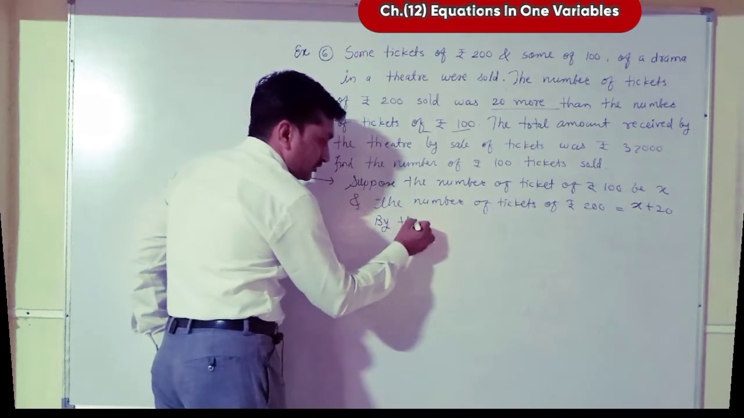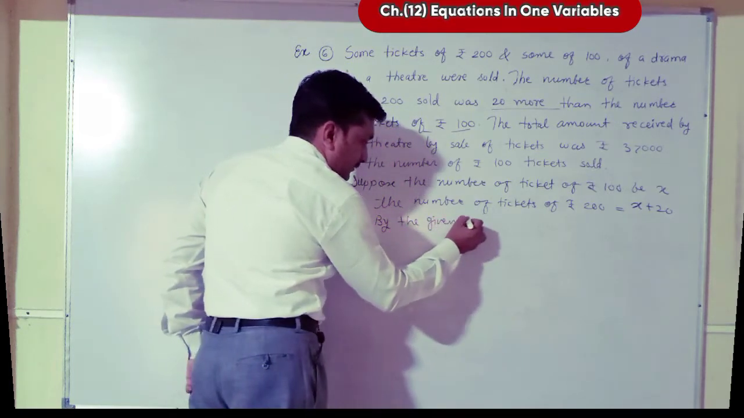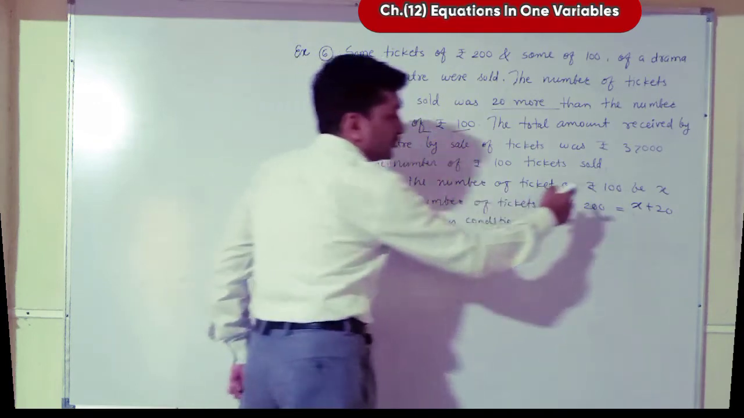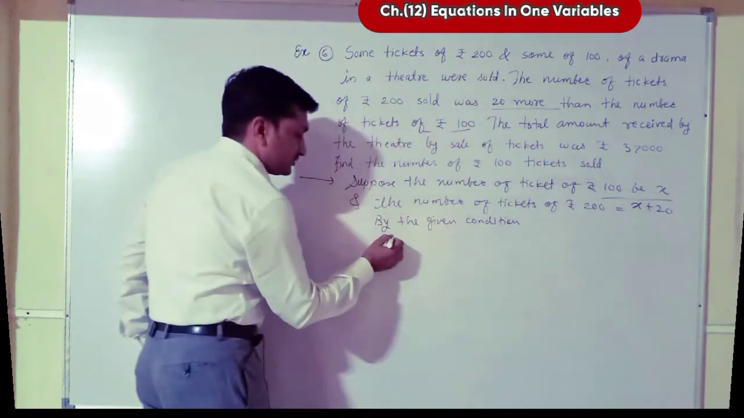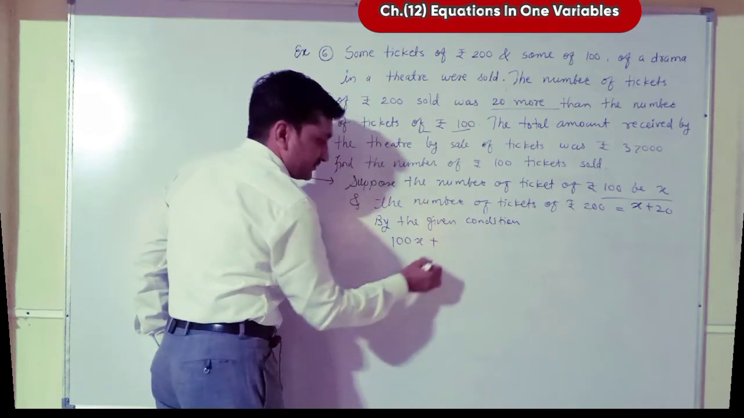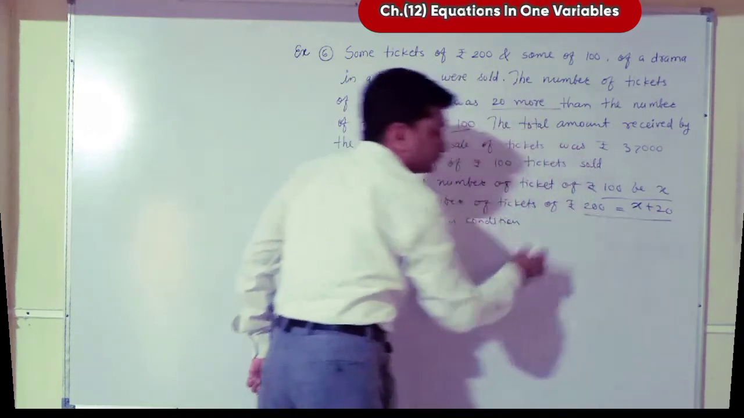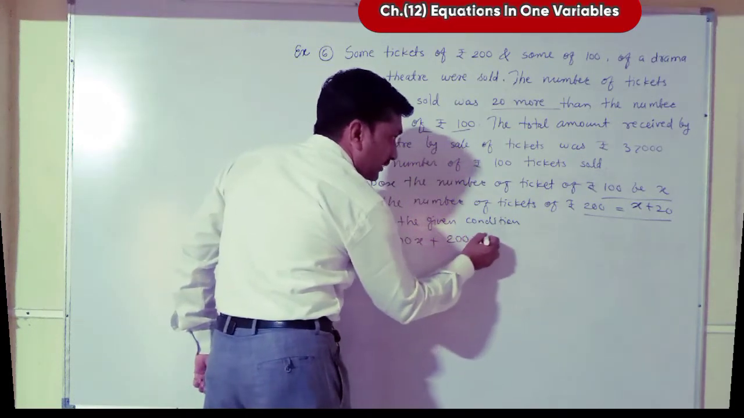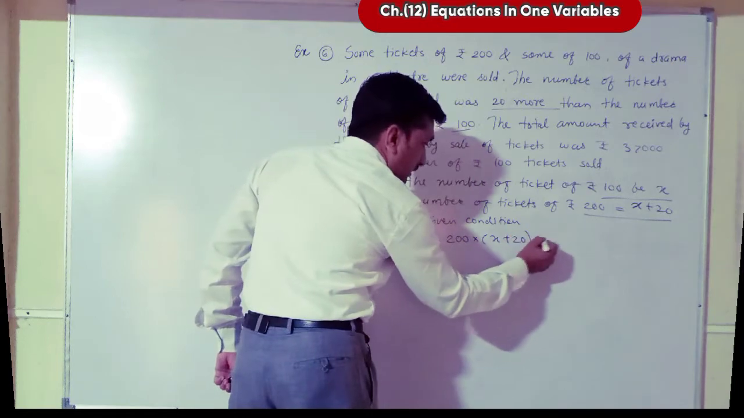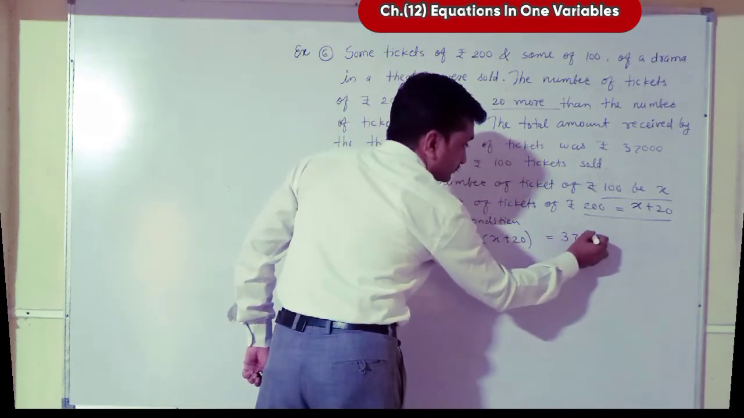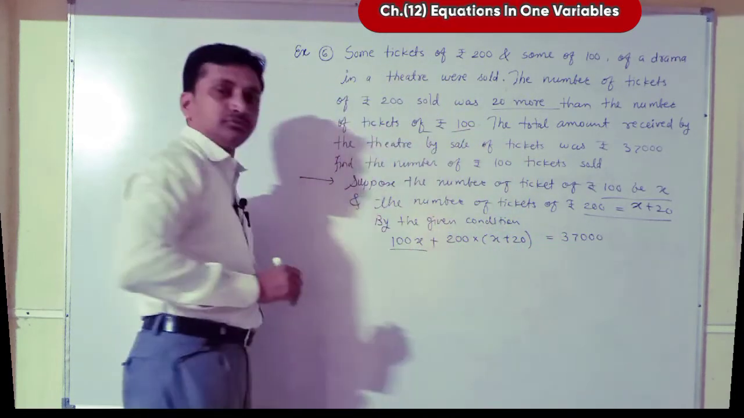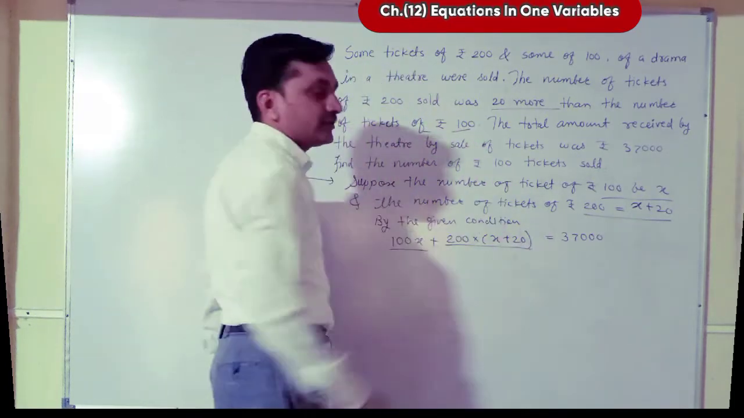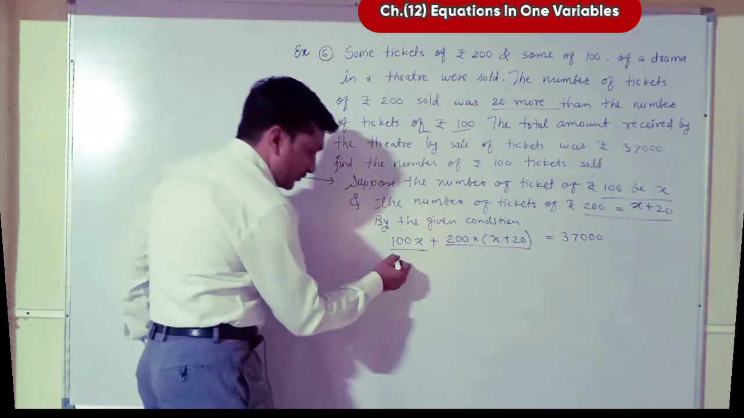By the given condition, now we have to write the amount. The amount of 100 rupee tickets is 100x, plus the amount of 200 rupee tickets, 200 multiplied by x plus 20, and the total is 37,000. See, this is the amount of 100 rupees and this is the amount of 200. Total 37,000. Now let's solve this.